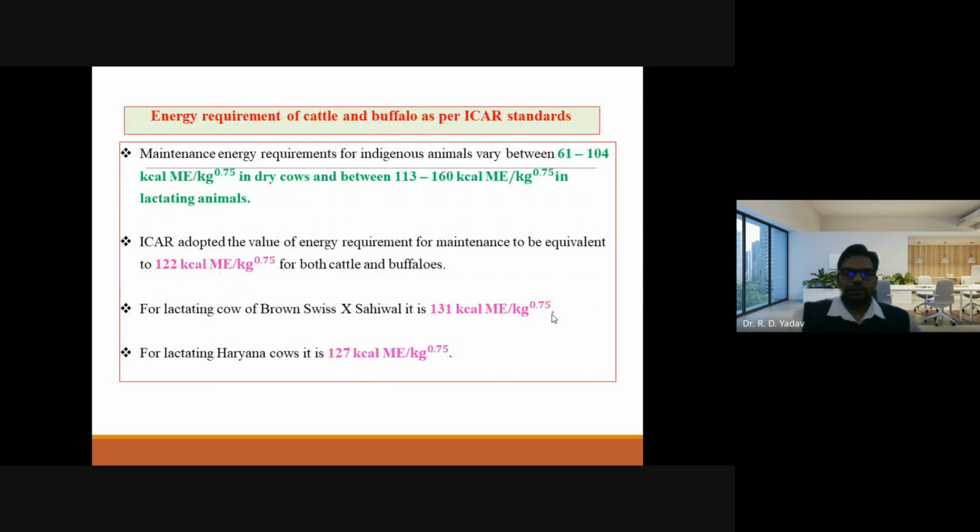So, start with the energy requirement. Maintenance energy requirement for indigenous animals varies between 61 to 104 kilocalorie ME per kg of metabolic body weight in case of dry cows, and in case of lactating animals it varies between 113 to 160 kilocalorie ME. ICAR adopted a value of energy requirement for maintenance equivalent to 122 kilocalorie ME per kg of metabolic body weight for both cattle and buffalo. And for lactating Haryana, for example, it is 127 kilocalorie ME per kg metabolic weight.